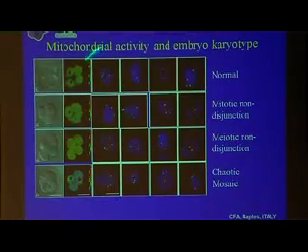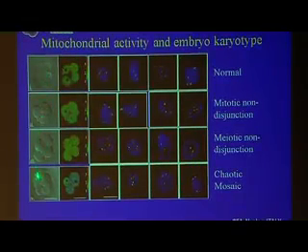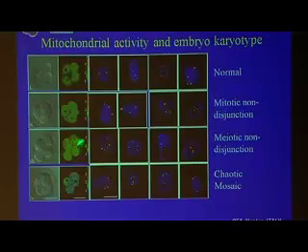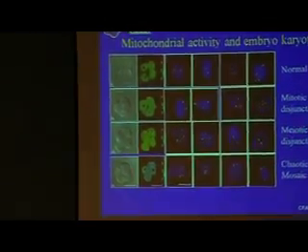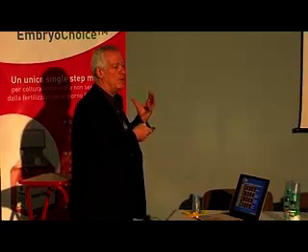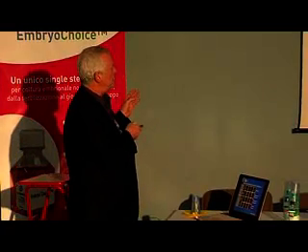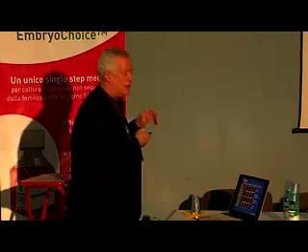If you look at embryos, same thing. So here we're interested in, these are all apparently good 4-cell embryos. But if you look at the mitochondrial activity, here they're all much the same, whether there's mitotic disjunction, normal, meiotic non-disjunction. Only in the case of chaotic mosaics, where the whole embryo is messed up chromosomically, it's a real mess, can you find a correlation with mitochondrial activity?